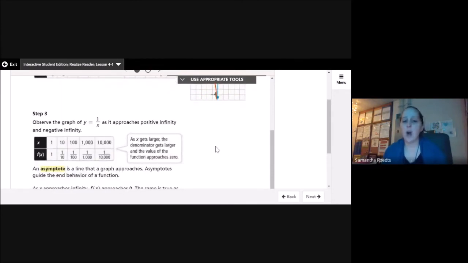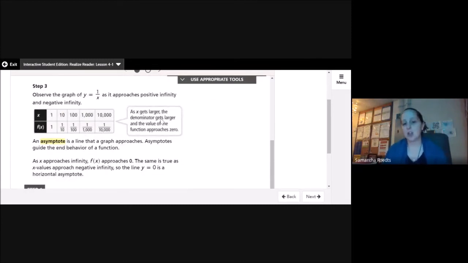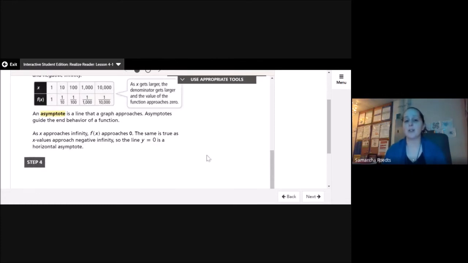Observe the graph of y equals 1 over x as it approaches positive infinity and negative infinity. As x gets larger, the denominator gets larger and the value of the function approaches 0. An asymptote is a line that a graph approaches. Asymptotes guide the end behavior of a function. As x approaches infinity, f of x approaches 0. The same is true as x values approach negative infinity, so the line y equals 0 is a horizontal asymptote.